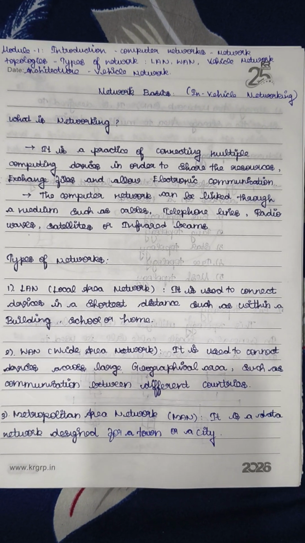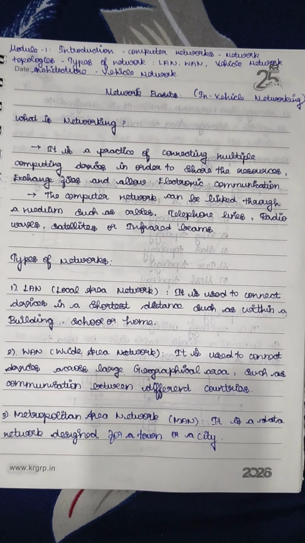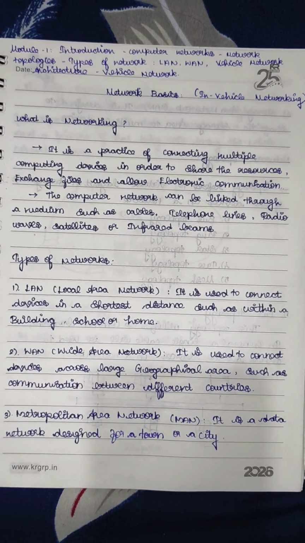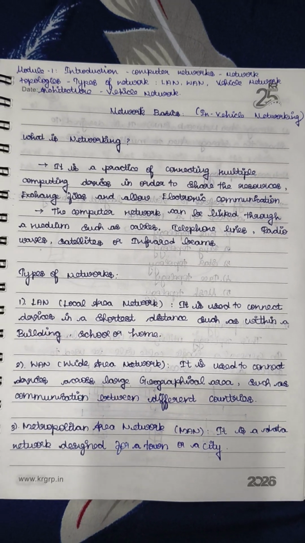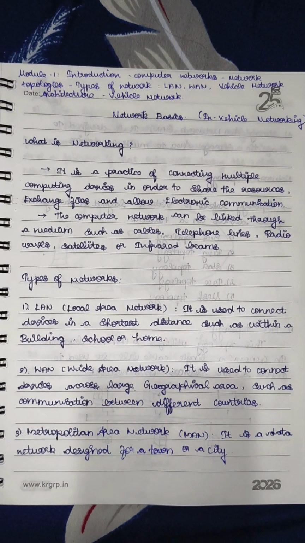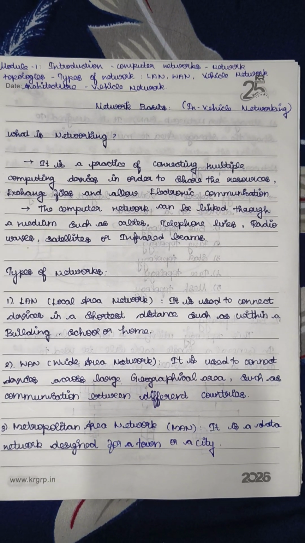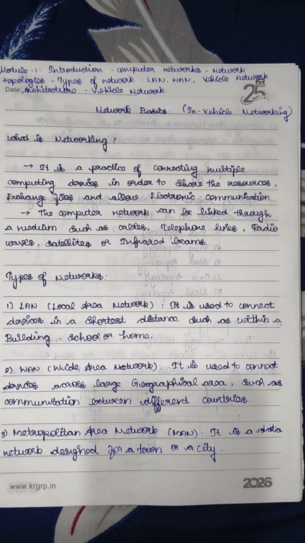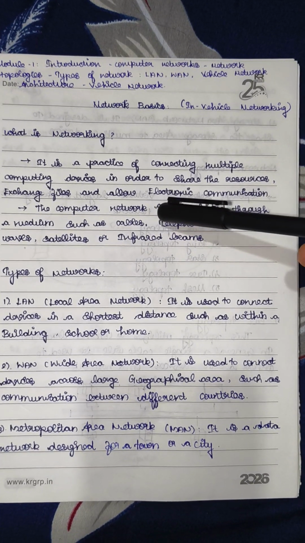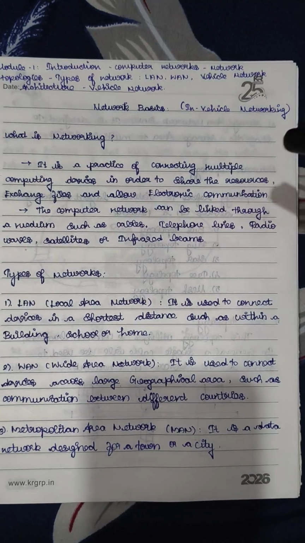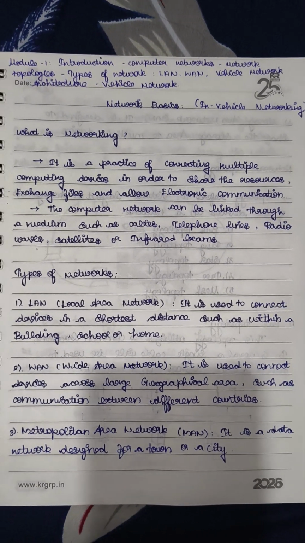Before getting into the topic, we have to know what networking is. Networking is nothing but a process of sharing information from source to destination. This communication will happen with the help of some mediums. So, let us discuss the definition. It is a practice of connecting multiple computing devices in order to share resources, exchange files, and allow electronic communication. The information network can be linked with the help of mediums such as cables, telephone wires, radio waves, satellites and infrared beams. So these mediums can be used for communicating the information.